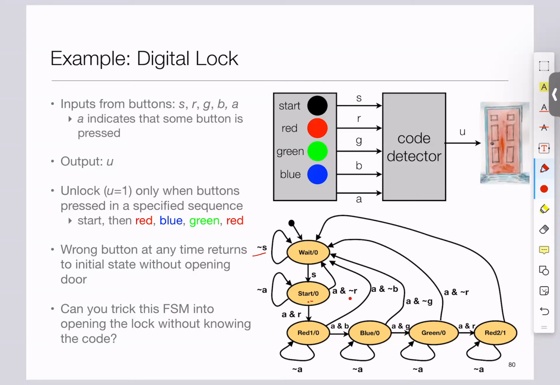If a button is pressed and it's not red, we go back to wait. And if a button is pressed and it's red, we go to the red state, and we do the same thing for blue and green and red. And then here you see that we unlock the lock, and after that we go back. Now I want you to look at this machine carefully and tell me what kind of problems exist here.